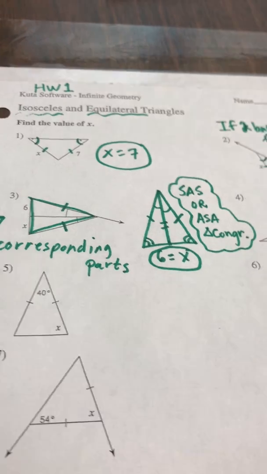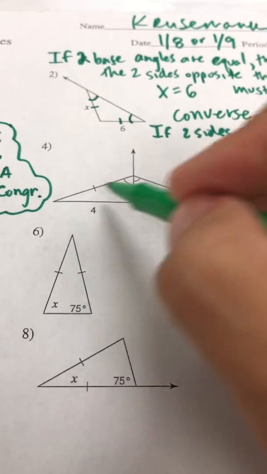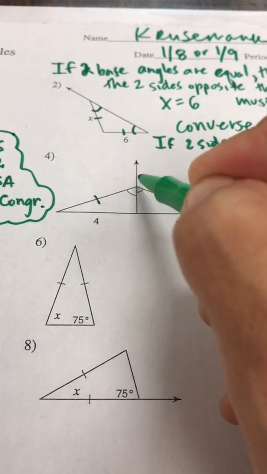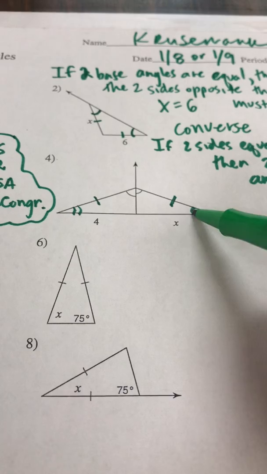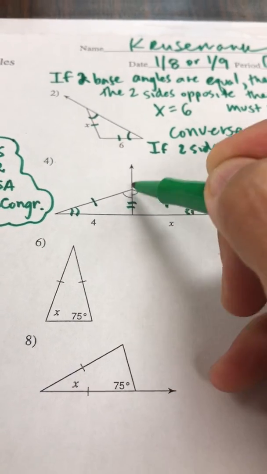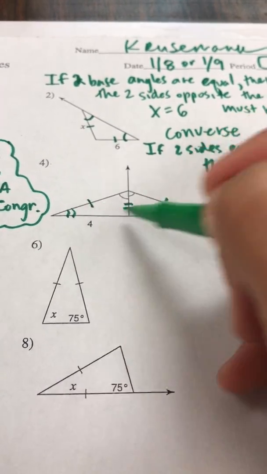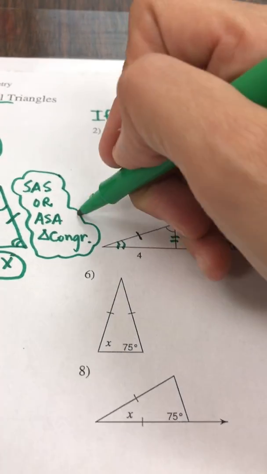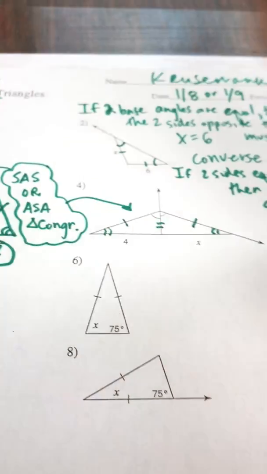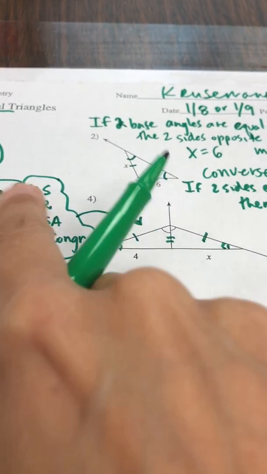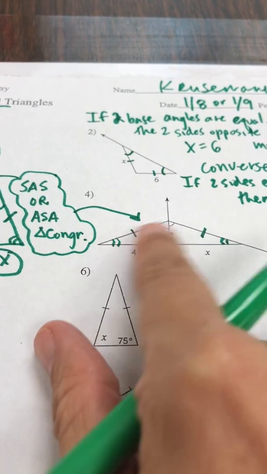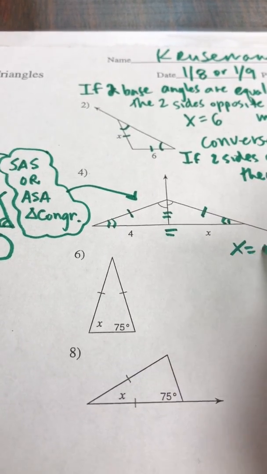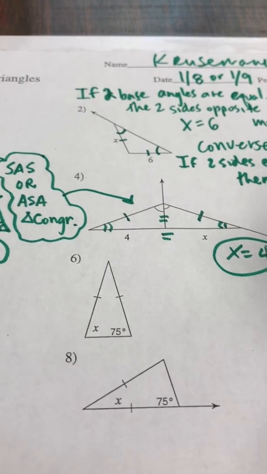Okay, let's go to the next question. 4. Ooh, same logic. We know these two sides are equal, which means we know these base angles are equal. We also know that this has to be equal because of reflexive. Both of the triangles on the left and the right share this line segment. So this is exactly the same thing. So I'm just going to use this same logic for both of these questions. These two triangles are congruent because of side-angle-side or angle-side-angle. And so therefore x has to equal 4 because those are corresponding parts.